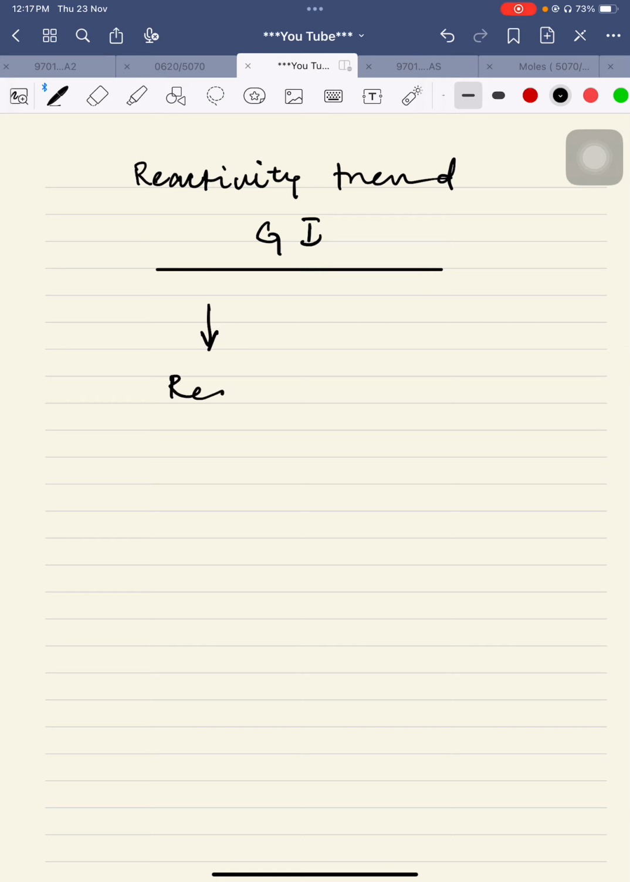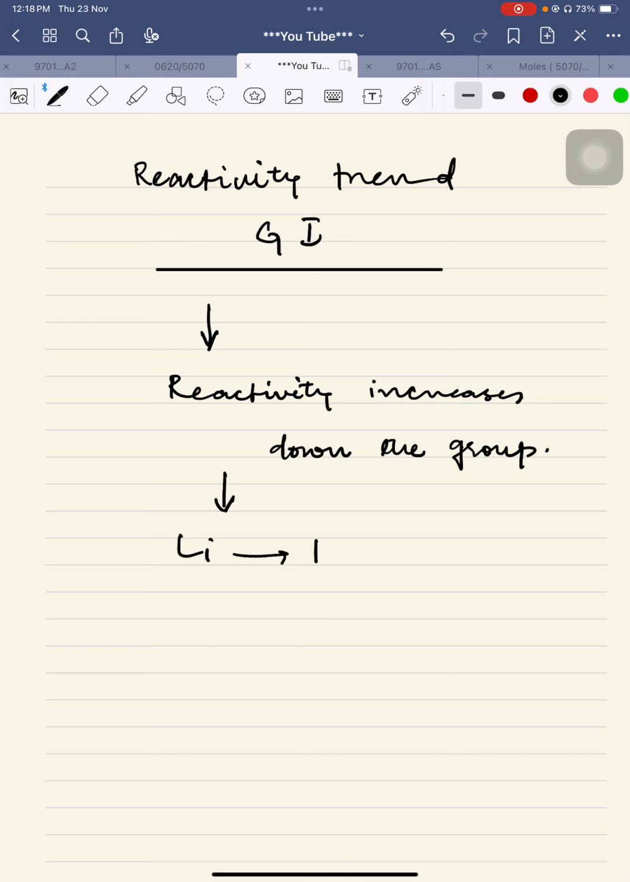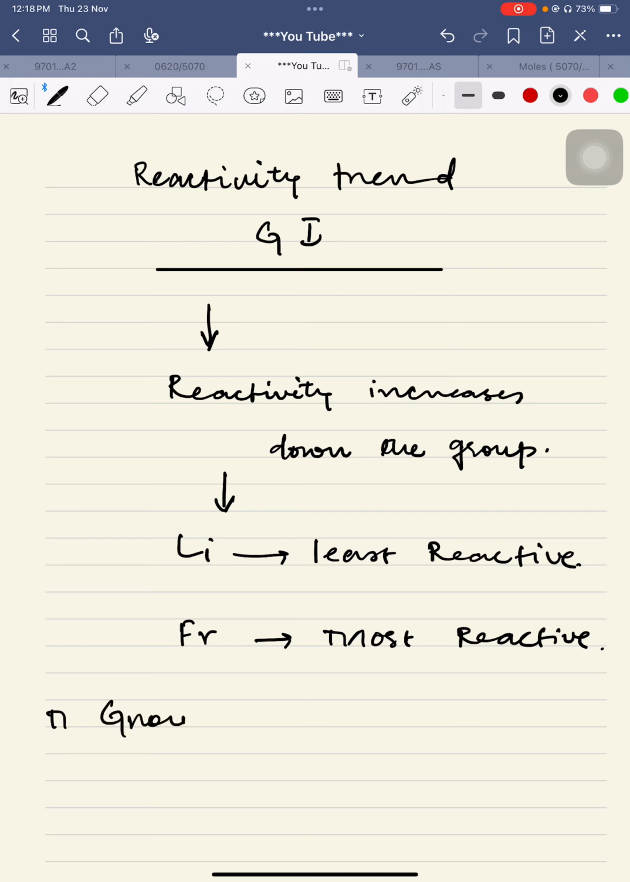Reactivity increases down the group. Okay, why is reactivity increasing down the group? This is the actual point. So what is the trend here? It is lithium which is the least reactive, and let me inform you that it is francium which is the most reactive. Why is it? Okay, guys, the point is this, that in case of metals, these all, group number one, all are metals.